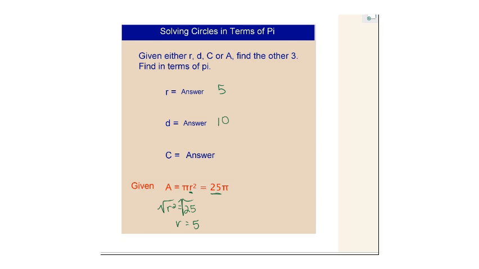So diameter is 10 because it's twice your radius, and circumference is going to be 10 pi because circumference is pi d, the diameter times pi. Let's go to our next problem.